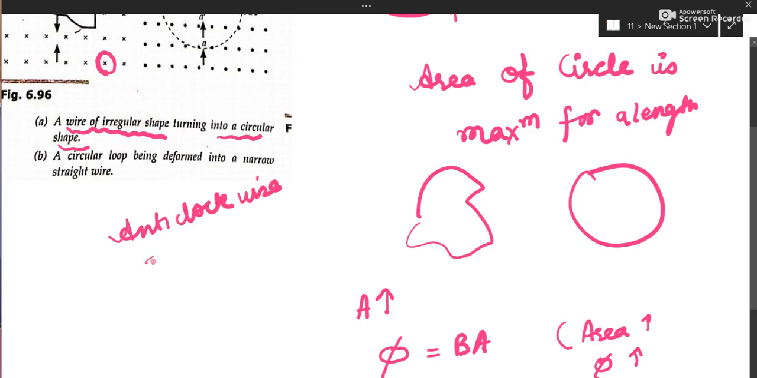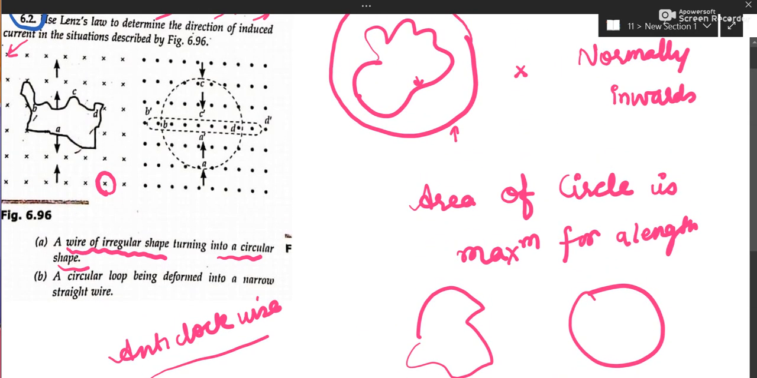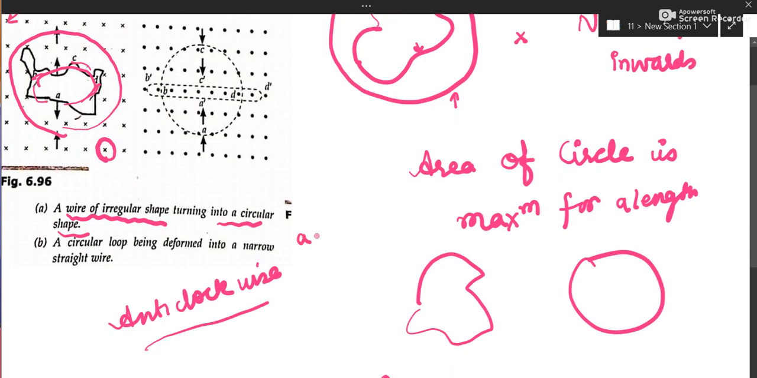How to write anti-clockwise? Let us see. It was changed into a circle. So A to D to C to B. So you can write A, D, C, B. Let us see the next part of the question.